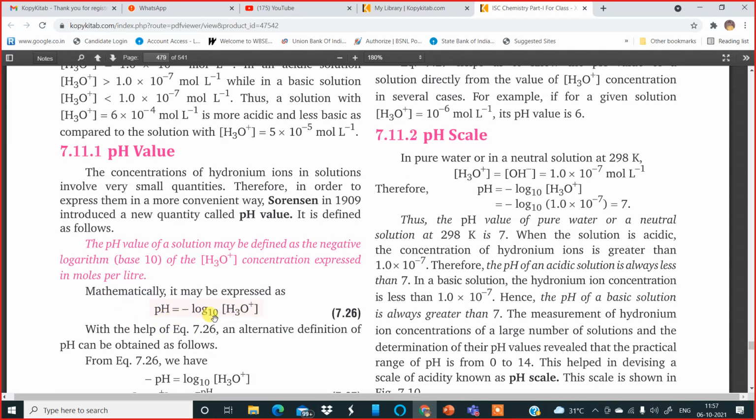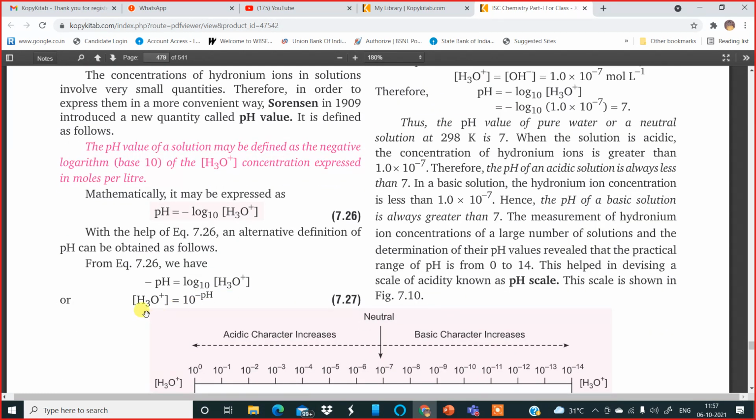pH is the negative logarithm to the base 10 of the hydrogen ion, hydronium ion concentration, and then remember that hydronium ion concentration is equal to 10 to the power of minus pH. This is from the concept of this table over here.